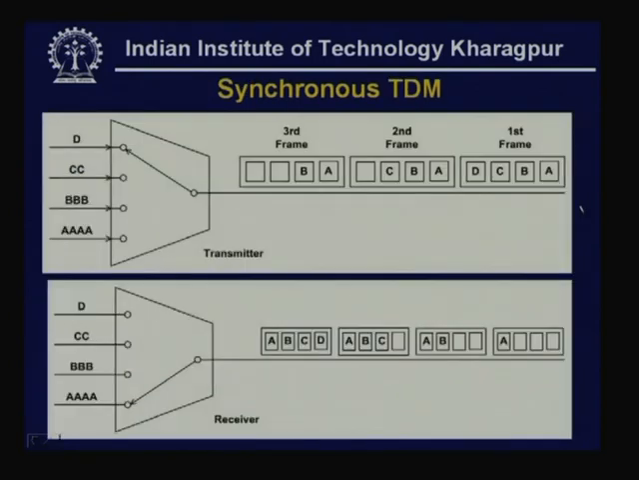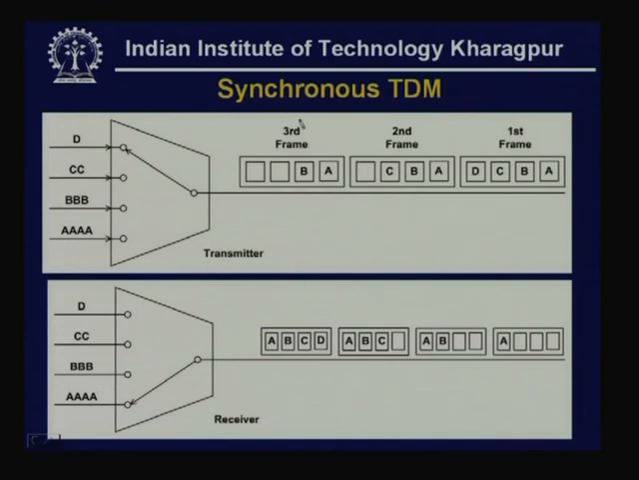And here also the problem arises if the stations do not have data all the time. For example, the first frame is filled up because there is data A, B, C, D. On the other hand, in the second frame there is data from A, B, C, but there is no data from D, so it goes empty. Similarly, in frame 3, C and D have no data to send. This is the transmitter end, and in a synchronous manner it is received at the other end, as you can see, and A, B, C and D are collected.